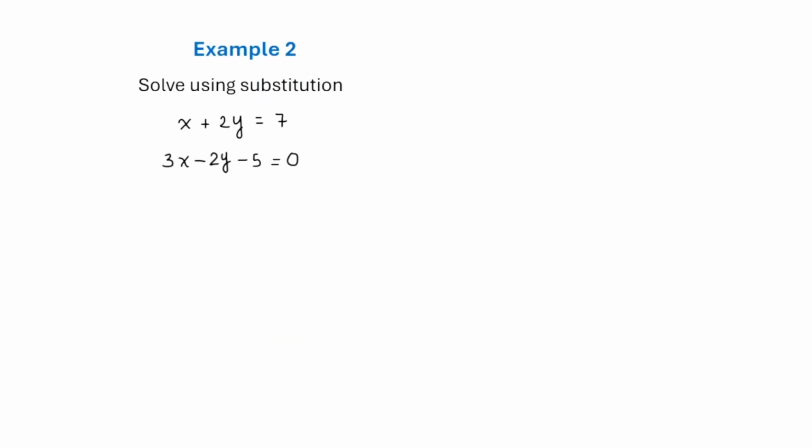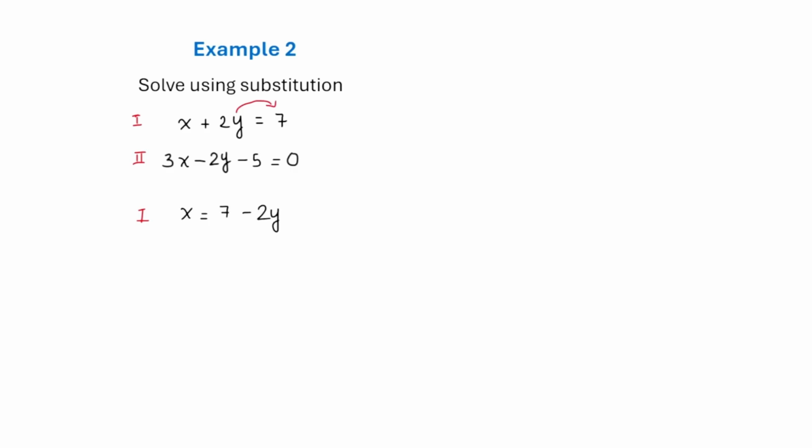Let's move to example 2. Equation 1 is x + 2y = 7. Equation 2 is 3x - 2y - 5 = 0. This time, no variable is already isolated. We will use equation 1 and isolate x because x has coefficient 1. To do this, we move 2y to the right-hand side. x = 7 - 2y.